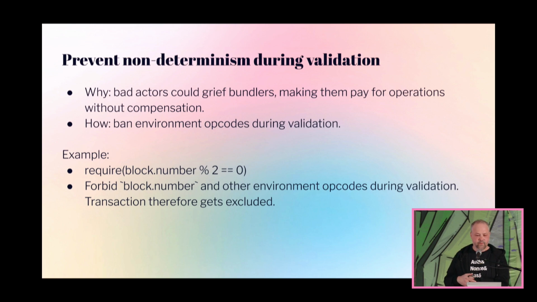In order to do that, we had to ban all the environment opcodes during validation. Note that all of these restrictions are only in validation. During execution, you can do whatever you want because you're already paying for it. But until you pay for the transaction, you cannot look at something like block number. You don't really need block number in order to validate any signature scheme. So that's one type of restrictions.